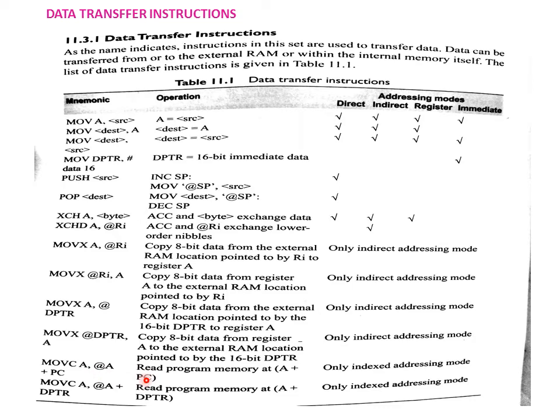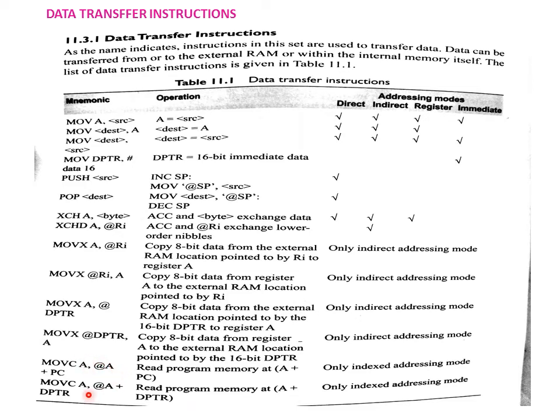Here, read program memory at address A plus PC. The accumulator and the program counter are added, and these two point to the address. In that address location, whatever data is present, the contents are copied to the accumulator register. So the meaning of read here is that at @A+PC, the data present in that location is going to be read by the accumulator register. That's why they have given read.